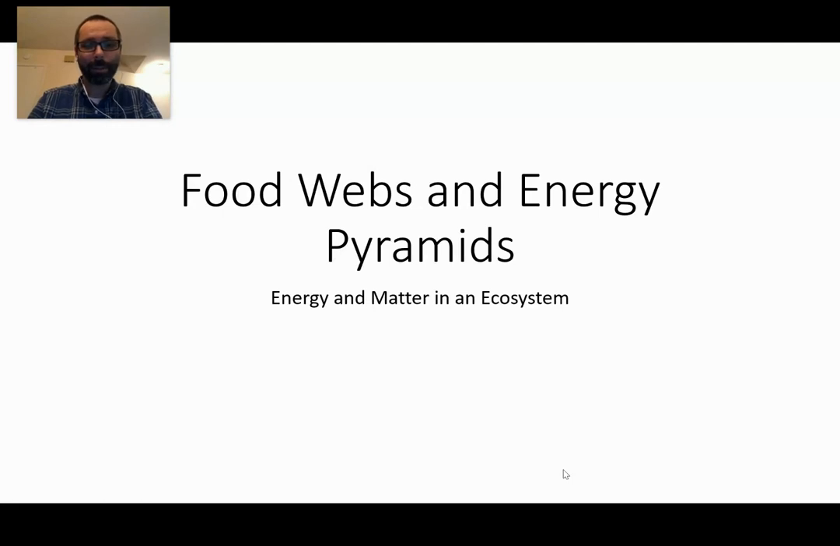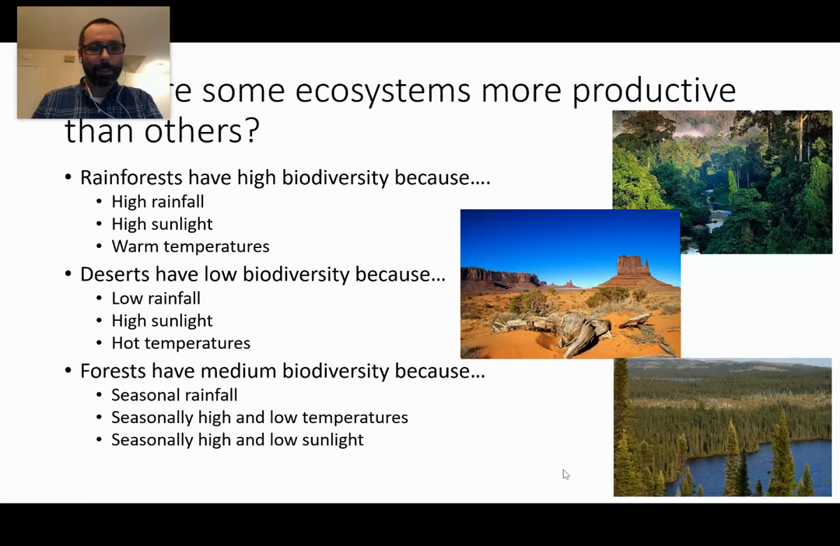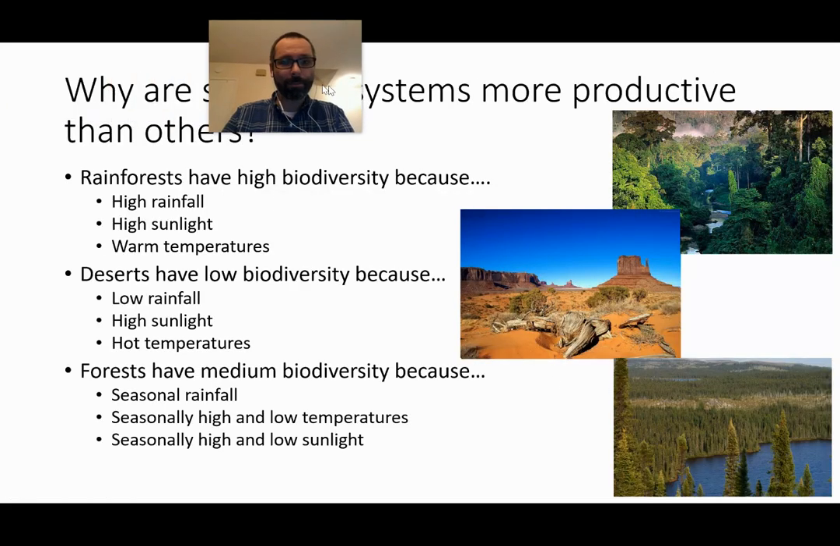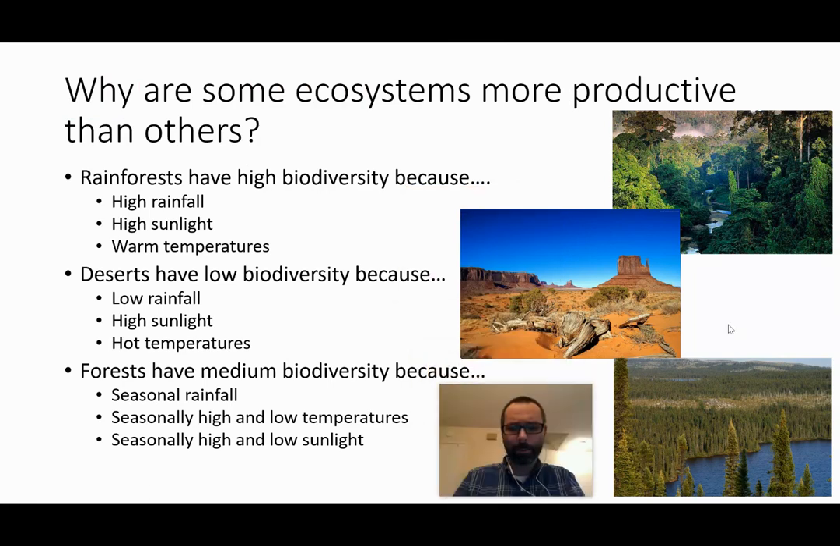This one, as you can see, is about food webs and energy pyramids, but it's really about energy. And so let's start with a slide that we saw before, where we were comparing ecosystems, right?